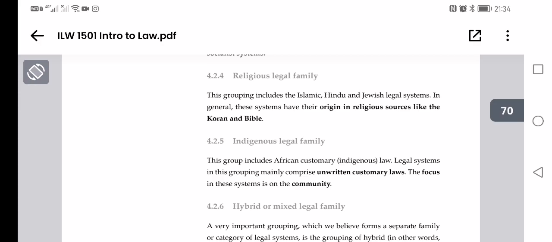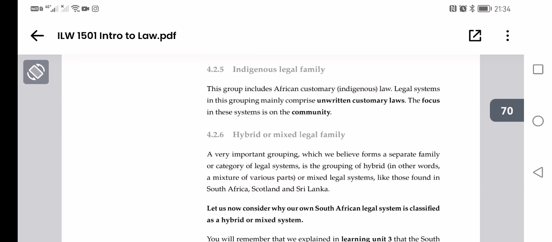Indigenous legal family. This group includes African customary or indigenous law legal systems. This grouping mainly comprises unwritten customary law. The focus of these systems is on the community.